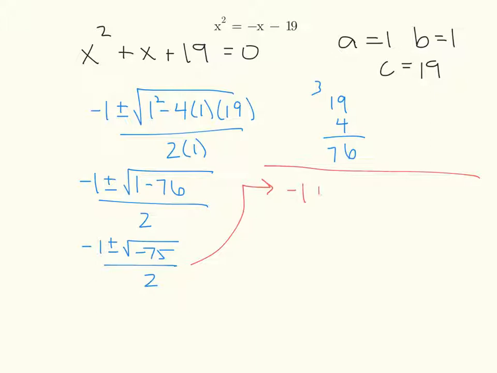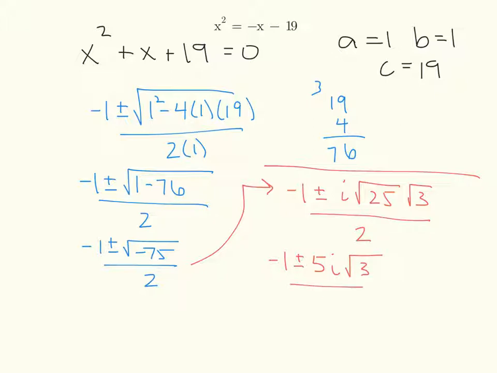Negative 1 plus or minus, and I'm going to break down the square root of 75. I know there's going to be an i. So the square root of 75 is the square root of 25 times the square root of 3. We'll divide it by that 2. And so we're going to have negative 1 plus or minus 5i square root 3 over 2.